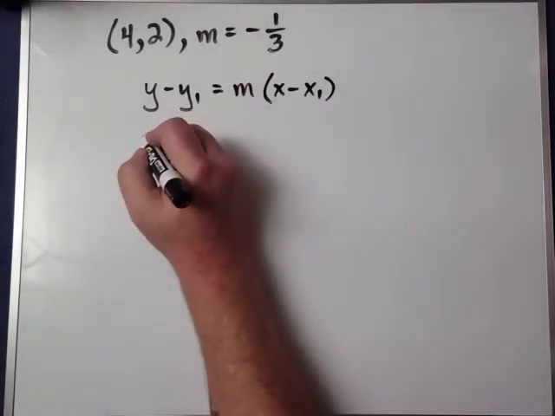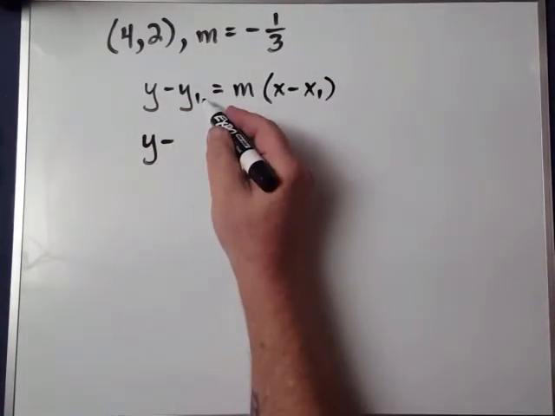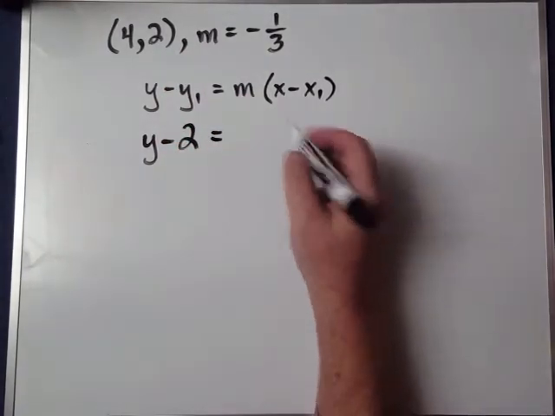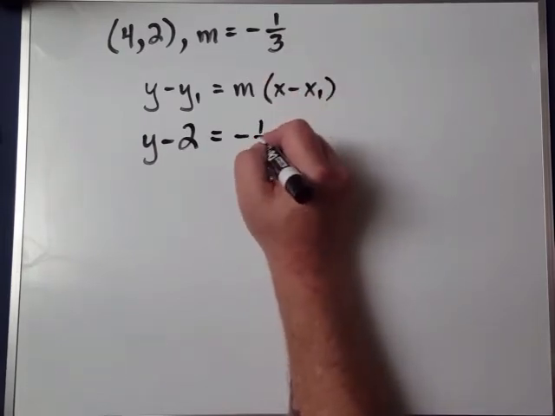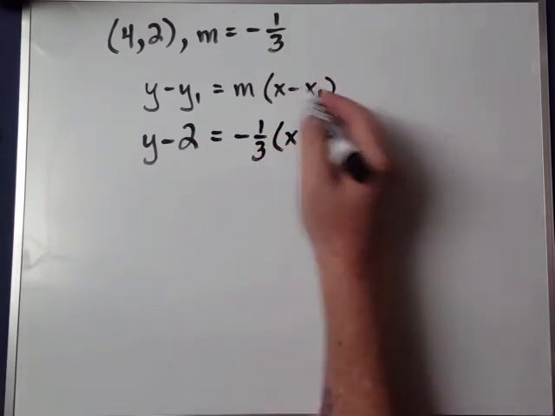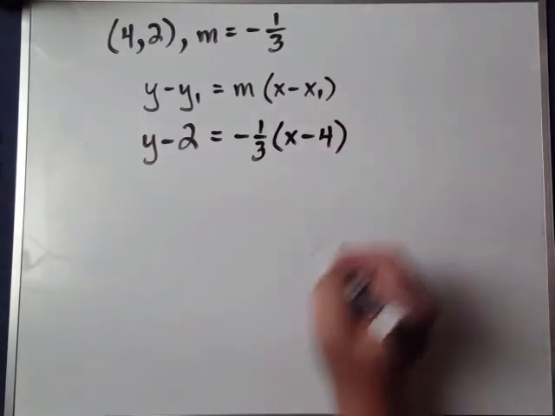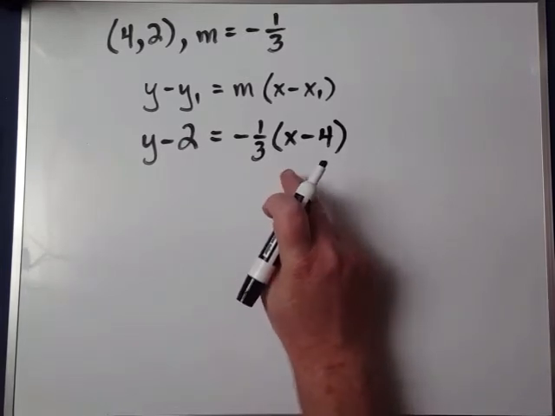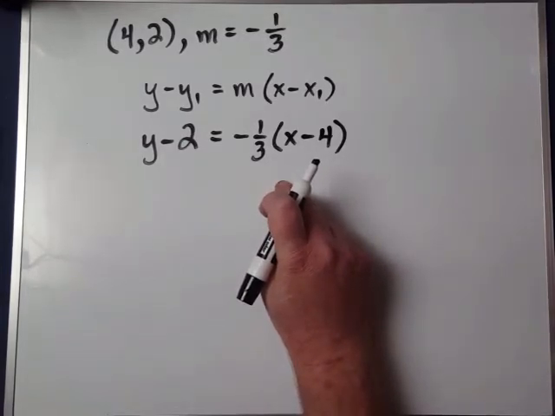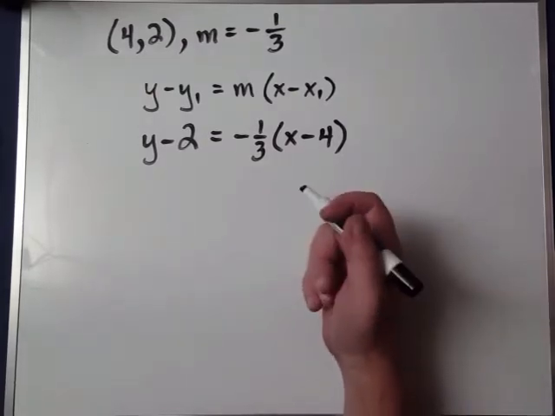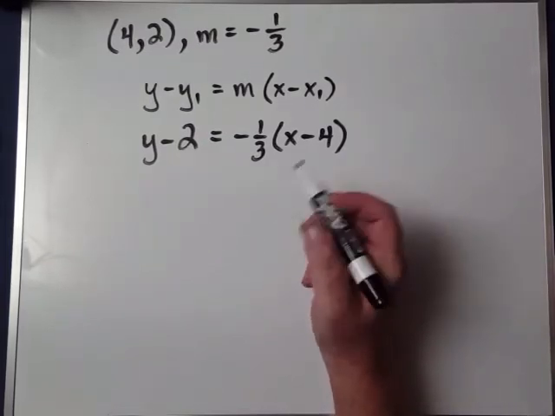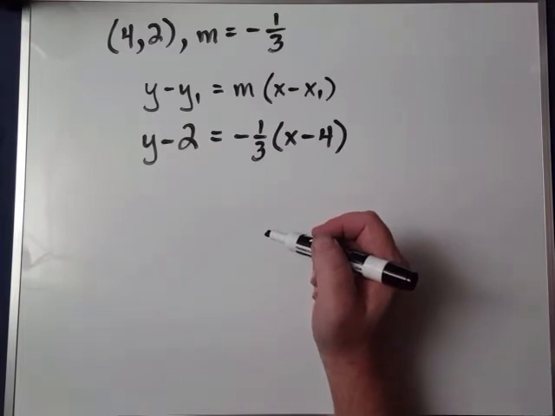And so we plug in y minus y1, the y coordinate of the given point is 2. My slope, negative 1/3, times the quantity x minus, and the x coordinate of the given point is 4. We have an equation of the line. This equation is an equation of the line that passes through the point (4, 2) and has a slope of negative 1/3. But, again, we're required in this particular problem from the instructions to give our final answer in slope-intercept form.